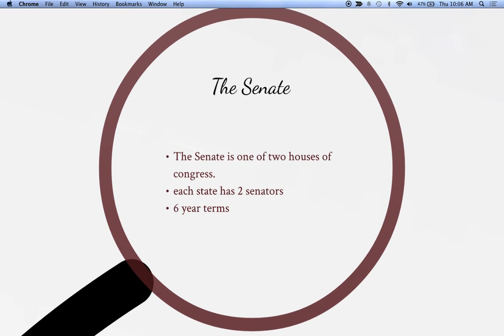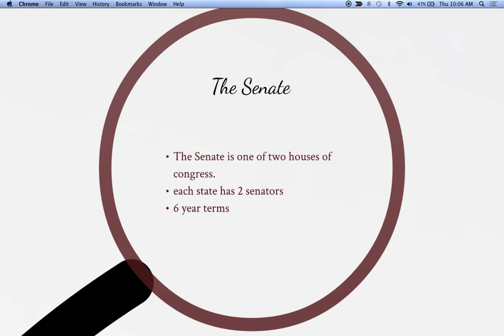Second thing I want to talk about is the way that the legislative branch is made up. The first part, okay, of the legislative branch is the Senate. Okay, we have what's called a bicameral Congress, which means that there's two houses, and that just simply means that there's two groups of people that represent the people living in the United States of America.